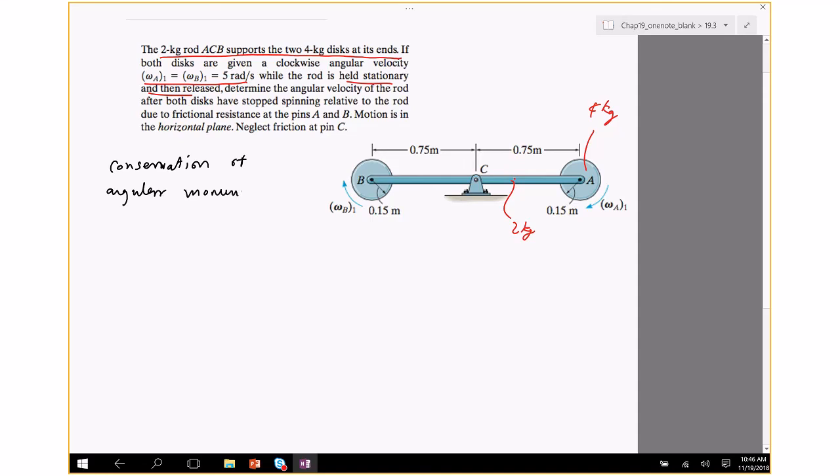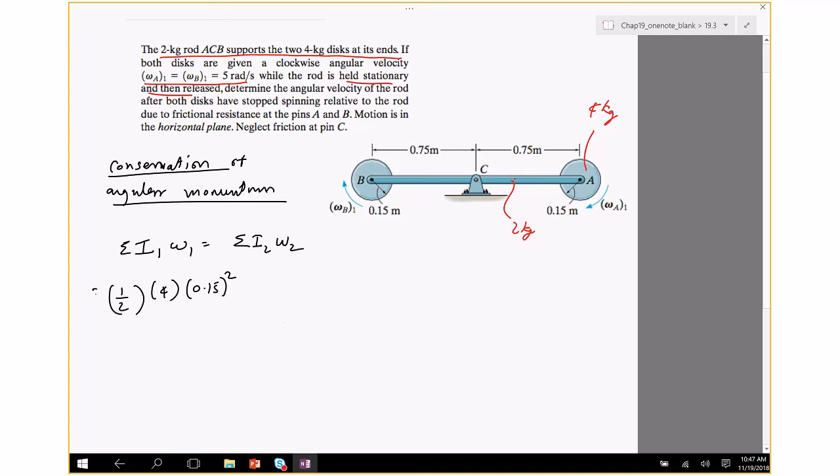Angular momentum about C, because all the forces at C would have zero moment since they're all acting at C. So summation I1 omega 1 equals summation I2 omega 2. Initially we have only the two disks spinning, so the inertia of the disk is half mass, which is 4 kgs, times the radius of the disk, 0.15 squared. Since there are two disks, I put a 2. The initial speed is given to be 5, equals the new inertia.